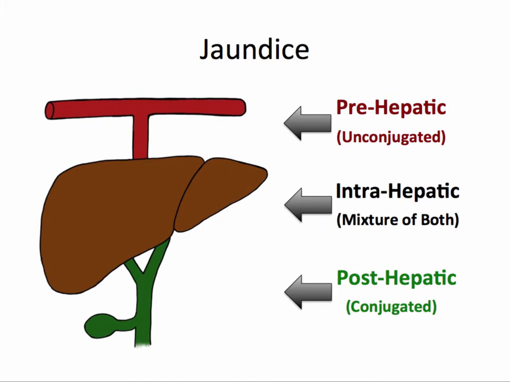There are 3 different types of jaundice. The terms I've used to describe these 3 types is slightly different than that described in the textbook, but makes a little bit more sense when trying to think about the types of jaundice. These 3 types are pre-hepatic, intrahepatic, and post-hepatic. Pre-hepatic primarily involves unconjugated bilirubin. Post-hepatic primarily involves conjugated bilirubin, and intrahepatic involves a mixture of both.